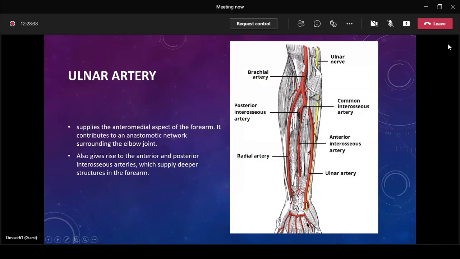They are other main vascular networks, the vascular channels present on the front of the forearm.